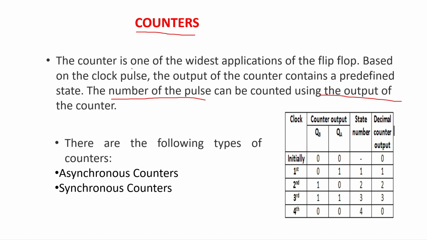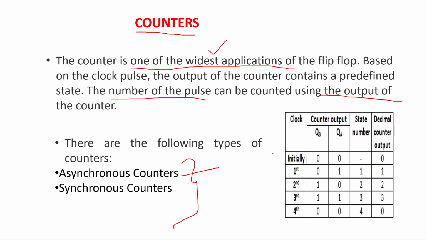Counters are used in the widest applications of flip-flops, and they are generally constructed using flip-flops. There are two types of counters, namely asynchronous counter and synchronous counter. In an asynchronous counter, the clock signals applied to different elements of the counter are not the same. Different elements will have different clock signals. Whereas in a synchronous counter, all the elements of the counter receive the global clock signal.